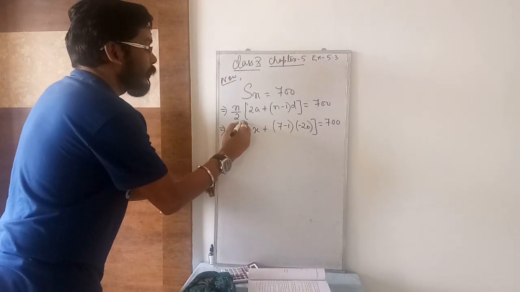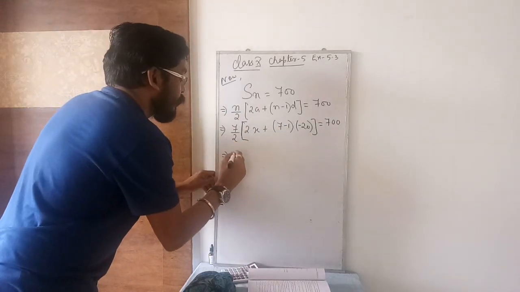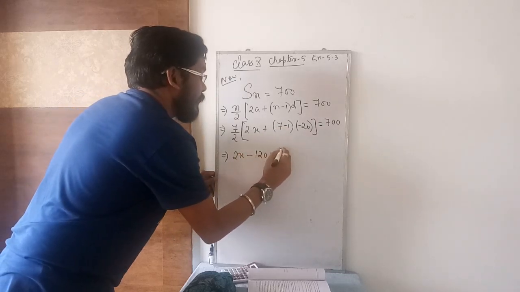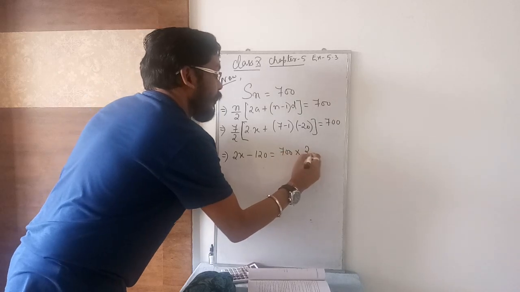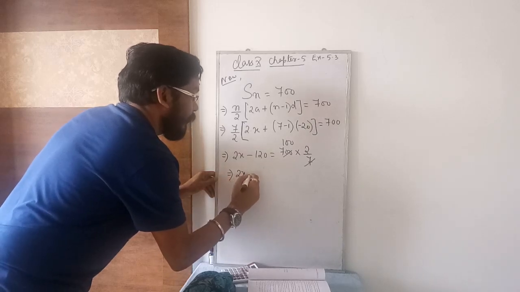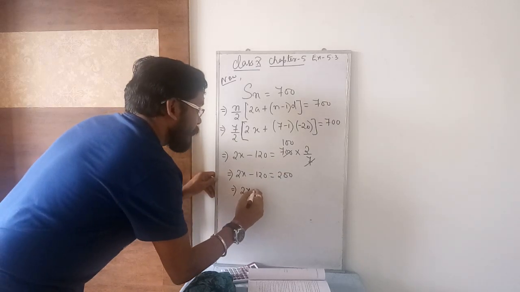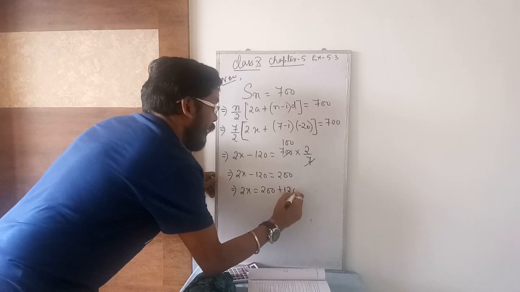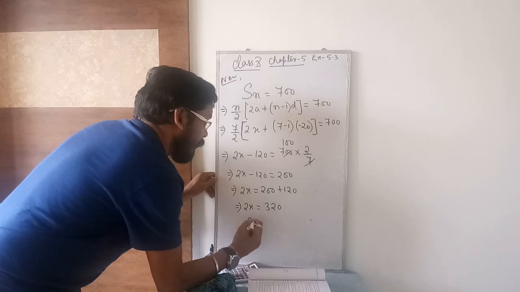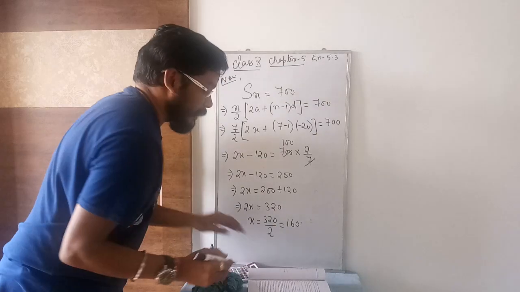So 7 by 2, between 7 by 2 and the bracket there is no sign, so into will go to the other side, means divide. So 2x, here 7 minus 1 is 6, 6 into minus 20 is minus 120, and here it is 700 into 2 will go in the numerator. 7, if you cancel it, 100. So 2x minus 120 equal to 200. So 2x equal to 200 plus 120. So it is 2x equal to 320. x equal to 320 by 2, that is 160. The first prize is 160.